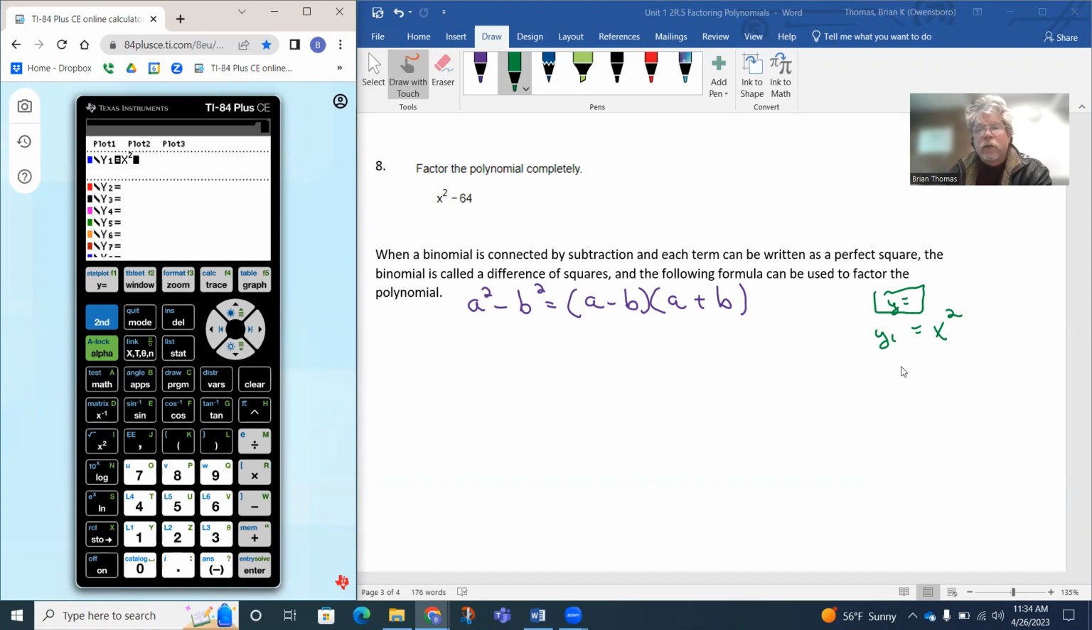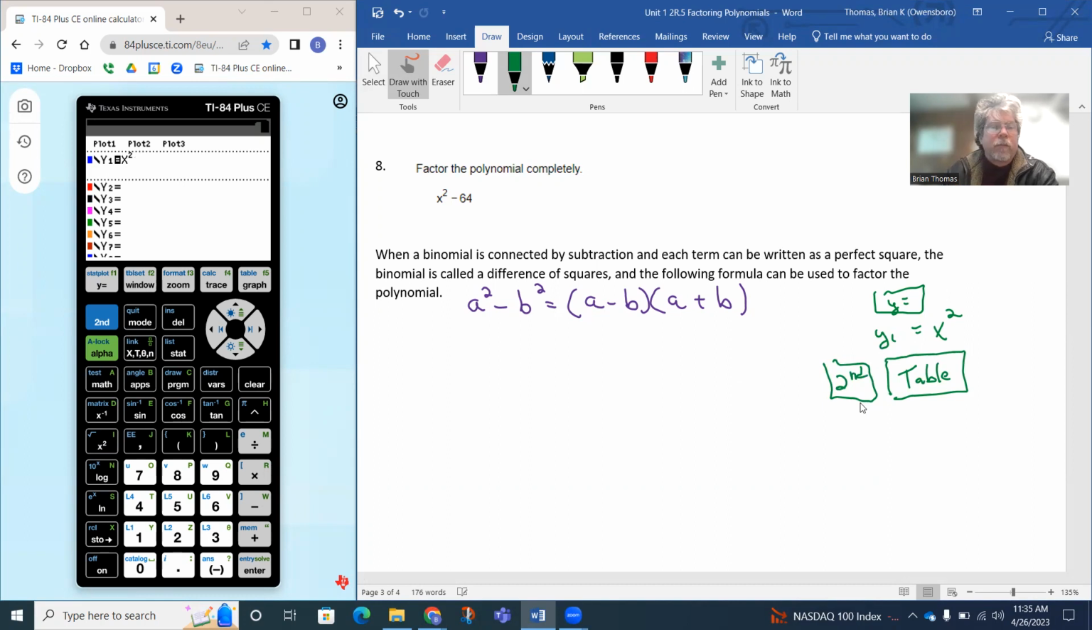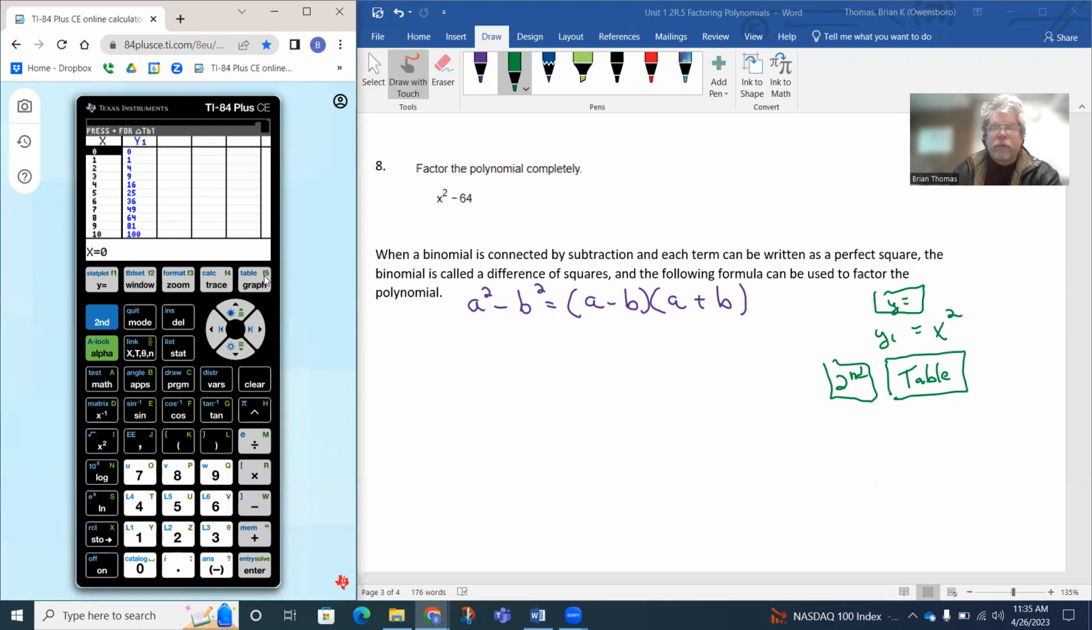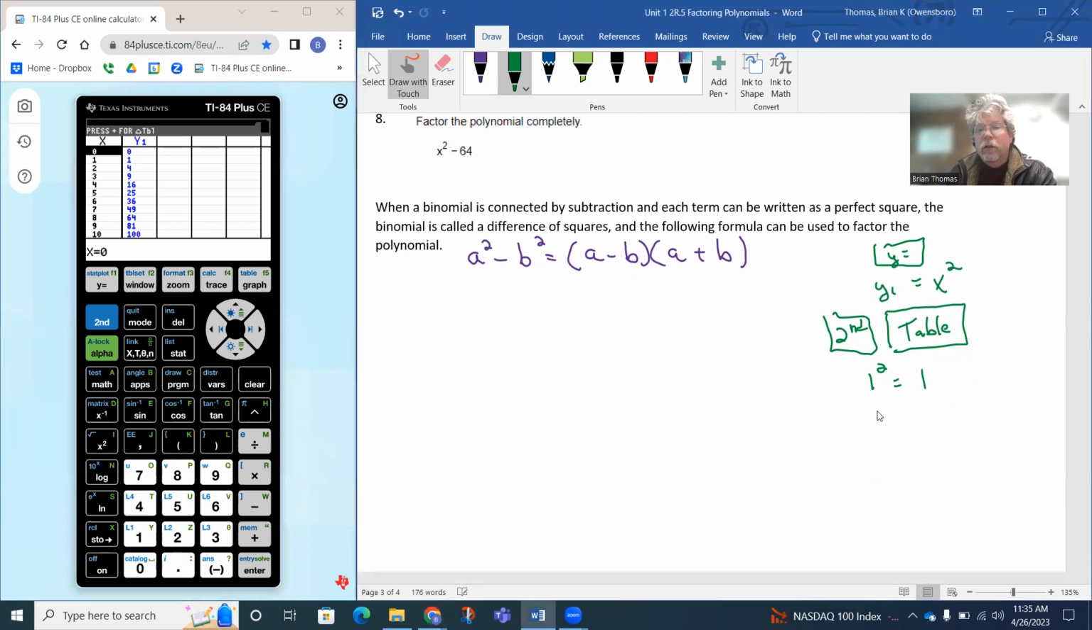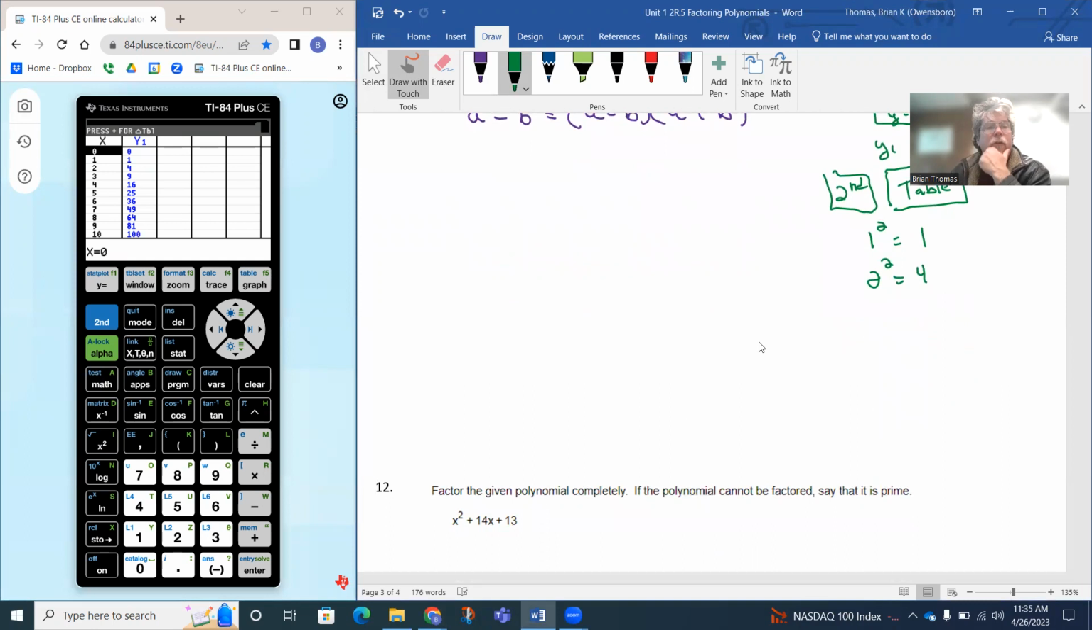So what I can do there is if I go to the table on this calculator, but notice how the table's in blue. So if it's in blue, you have to actually use the second key. So if you hit the second key, it'll actually do what's in blue. So hit second, and then this will actually do the table. Notice how 0 squared would be 0. So 1 squared is actually going to be 1. 2 squared is going to be 4. 3 squared is going to equal 9.